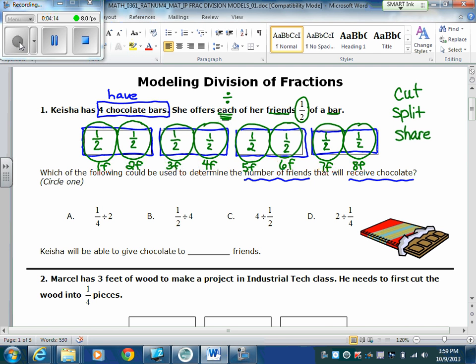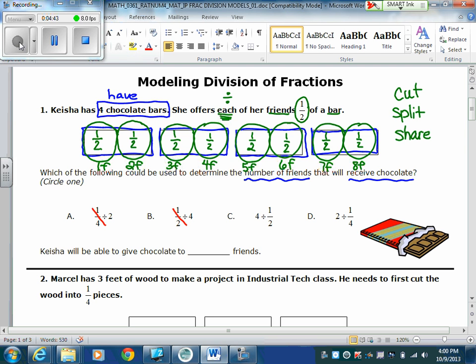So our answer choices. A says she has a fourth, but is that what our picture shows? Or is that what our question says? No, she had 4 chocolate bars, so that does not match. B says she has a half. Well, she doesn't have just a half. She has 4 whole chocolate bars, so that one would not work.